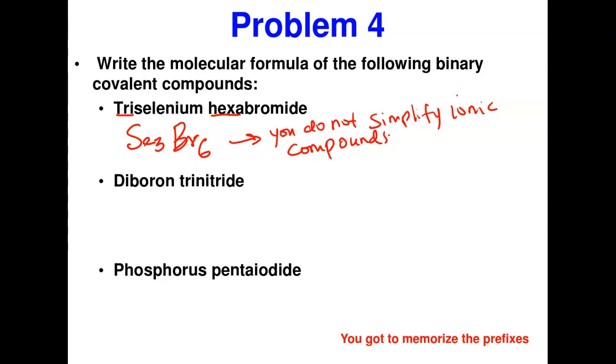Now, the next one, diboron. Boron is B. How many atoms? Di means 2 atoms. Trinitride. Nitride means how many? So diboron trinitride. Tri means 3. And nitride means nitrogen. And since we have tri, it's going to be 3. Trinitride. Again, like I said, you can always pause this video, try this yourself, and come back to them and see how much you can do.